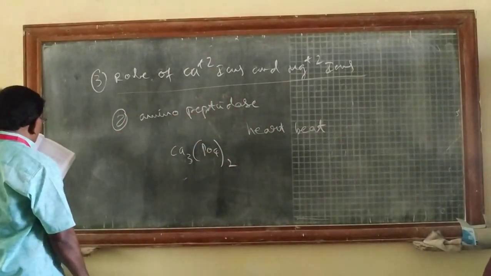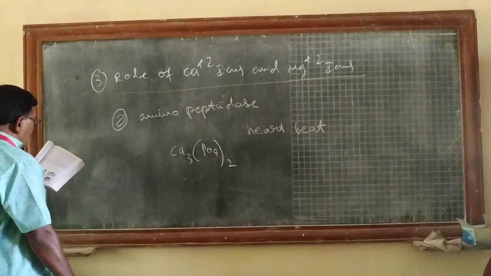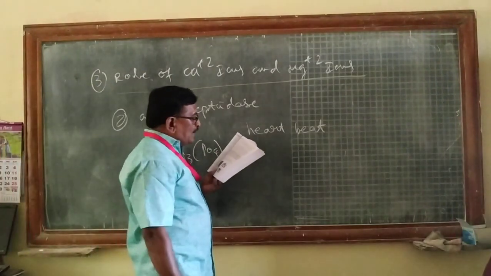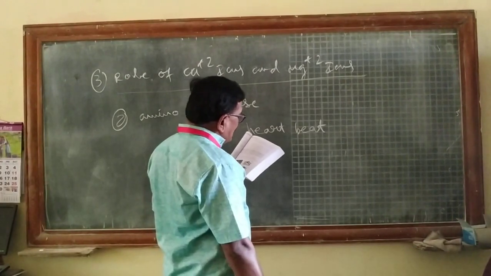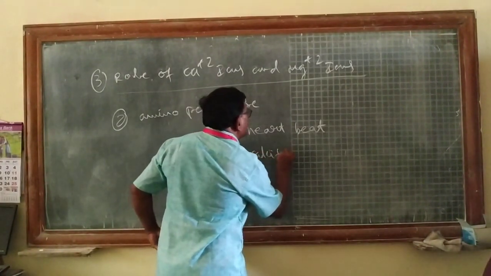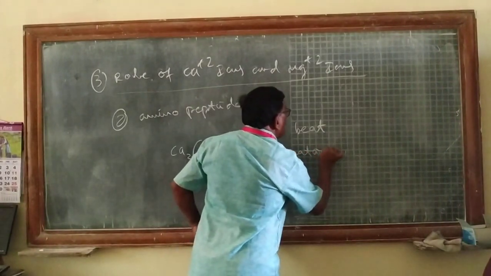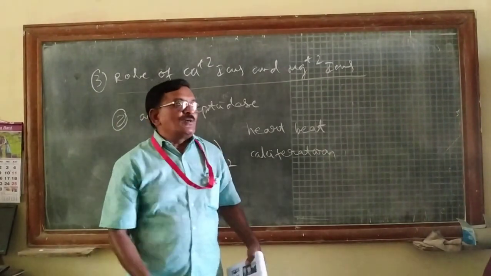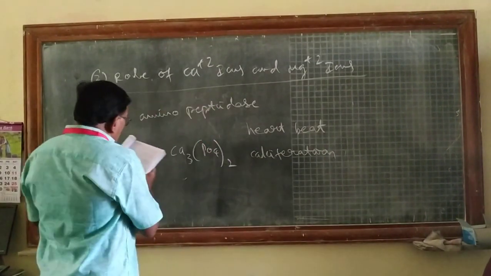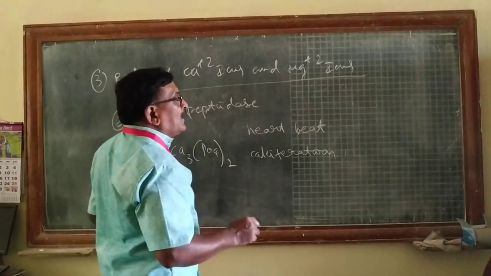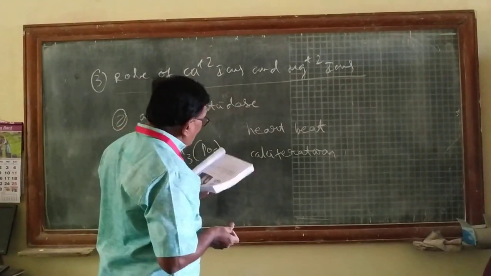Number 2: deficiency of calcium ion causes tetany, while excess causes calcification. So a deficiency of calcium causes tetany, a disease, and an excess causes calcification.